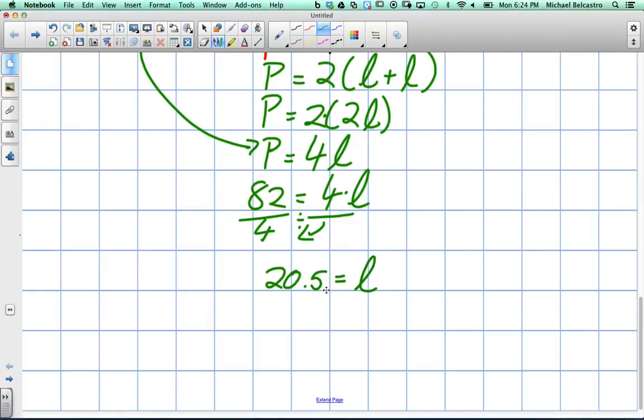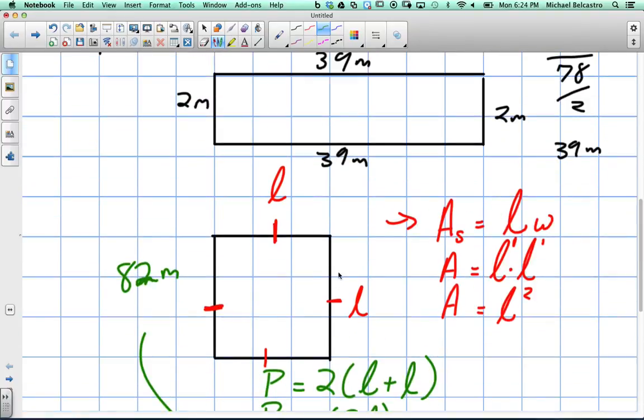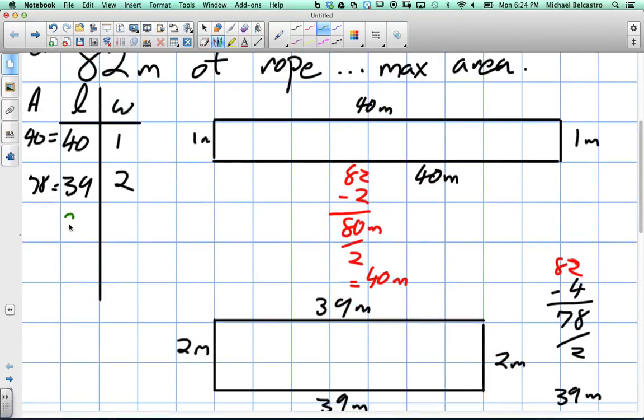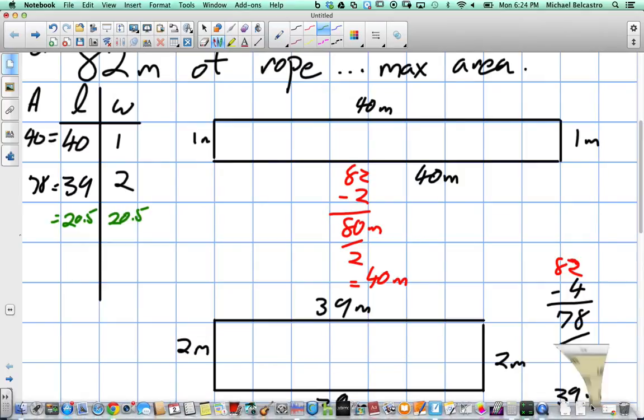So 20.5 meters is apparently the best we can do with our rope. 20.5 meters by 20.5 meters. And if we check, we write it in, 20.5 and 20.5, and we multiply them to find the area. We'll take our calculator out here.